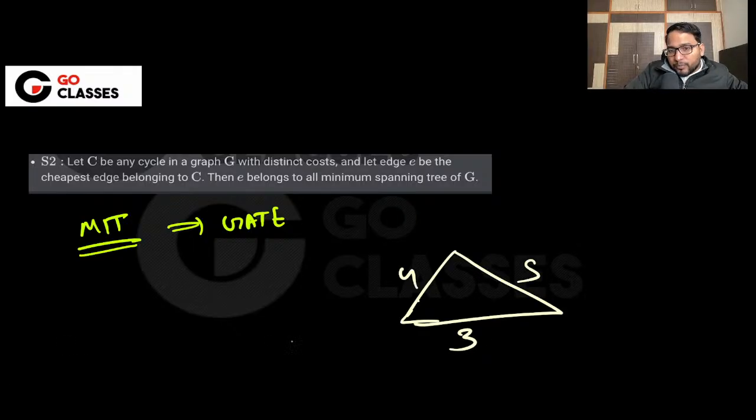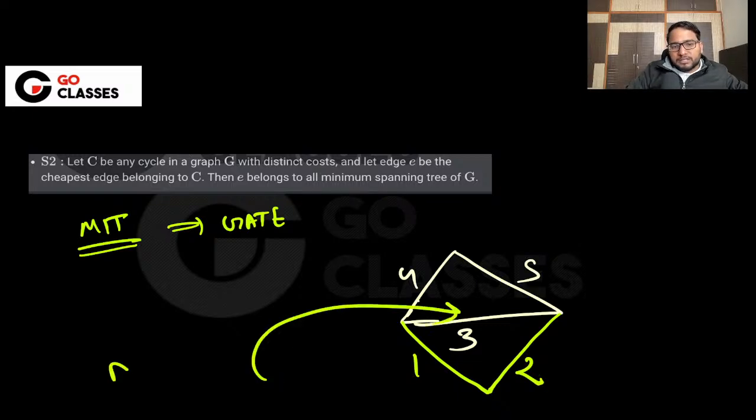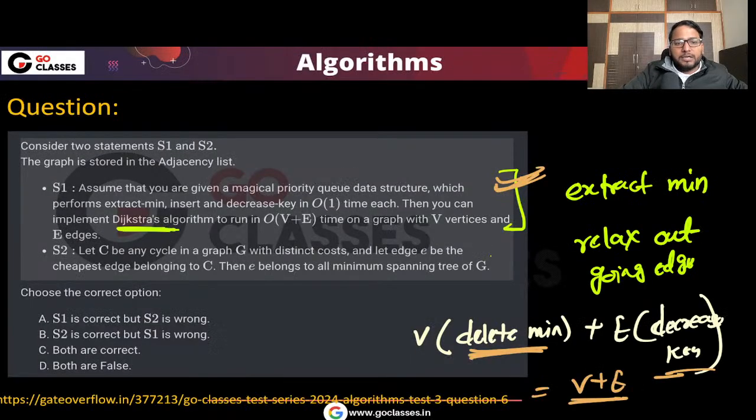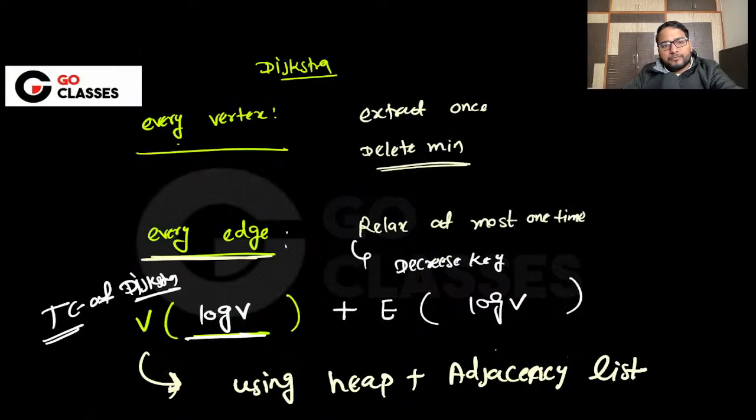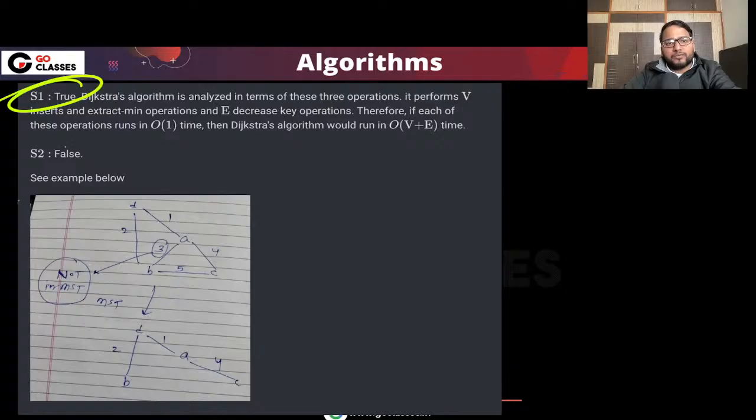But this cheapest could be the costliest in another cycle also, right? This is 1, 2. That is a problem. Then it is not part of any MST. We have seen this, not part of any MST. So that's why this is false. So S1 is true and S2 is false. So A is the correct answer here.